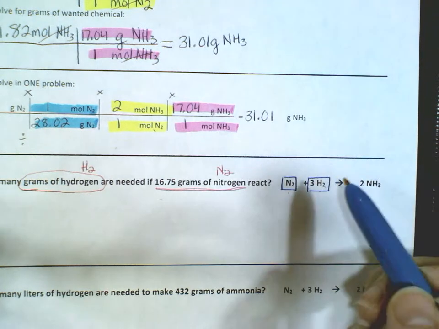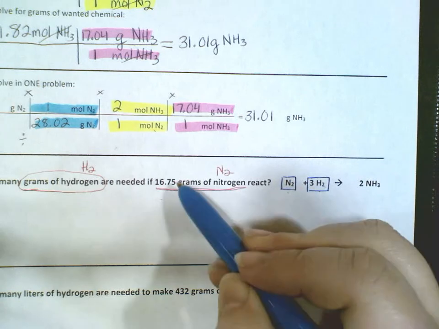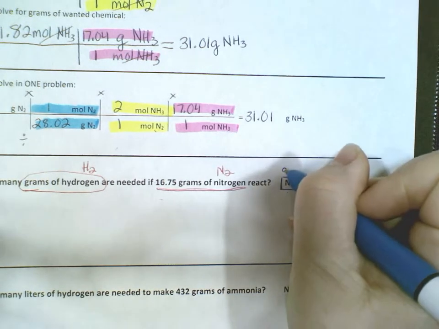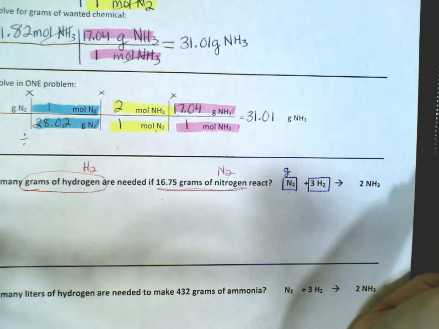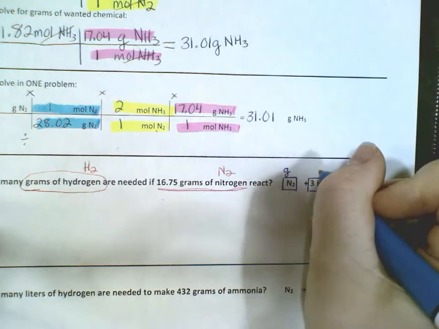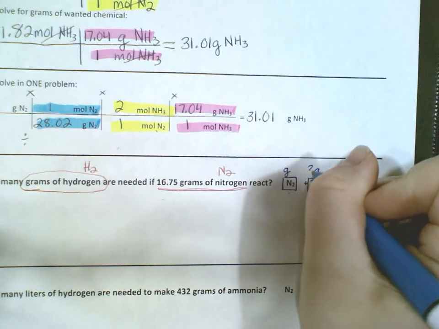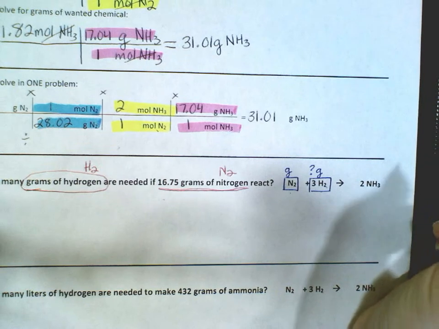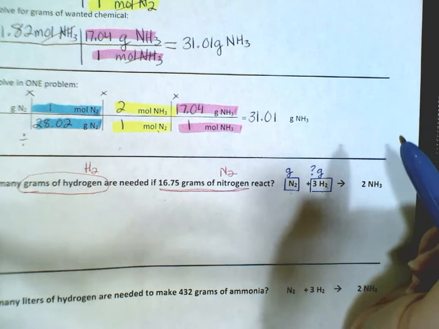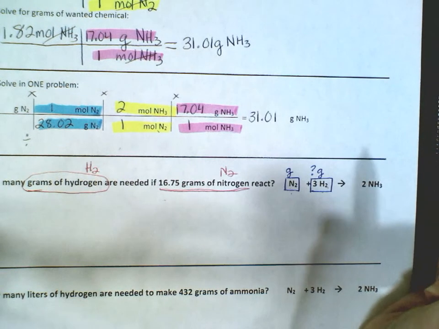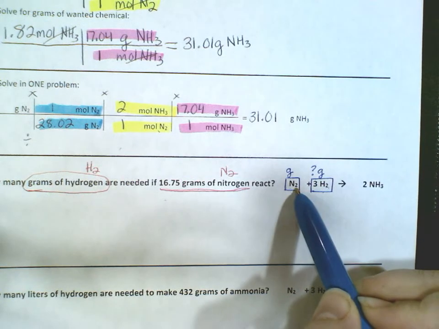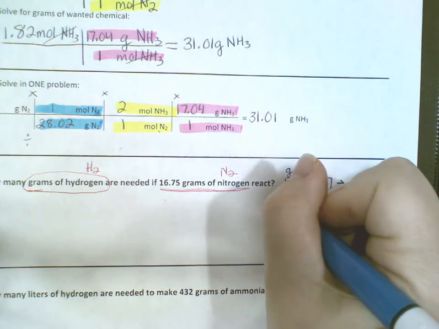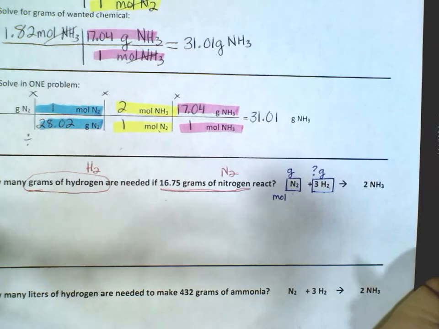All right, the next thing I do is I like to start with my given amount. We're given grams of N2, so I label that above my chemical. And then we're looking for grams of H2, and that's my question. Now, here's our little story that goes with this to help us think through it. We have 2 little houses, and each of these houses live on Mole Street.